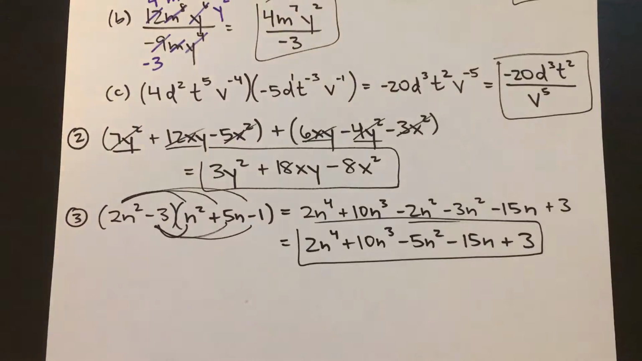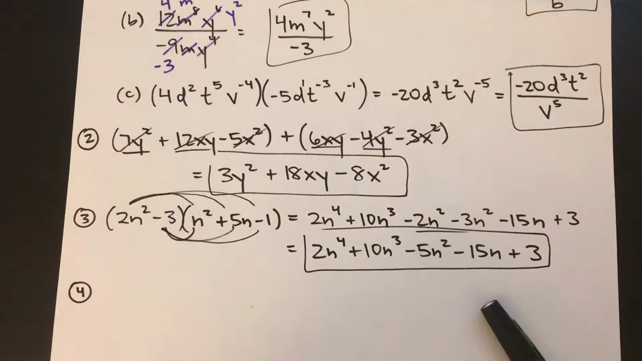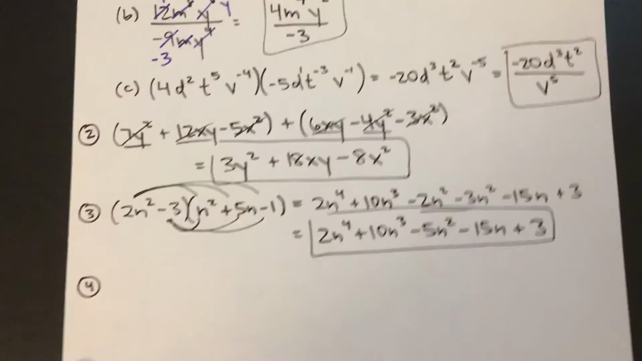Okay, so that is number 3, and that's everything that we did in 5.1. We had a bunch of different topics in 5.1. Everything there is simplifying, either simplifying monomials or simplifying polynomials. So now we move on to number 4, 5, and 6, which are all from 5.2. They're different types of division.